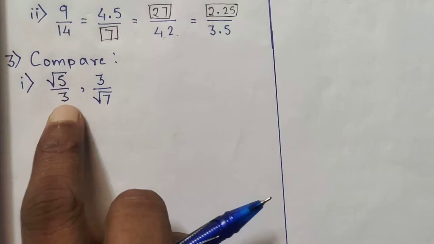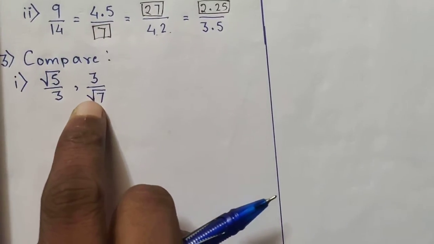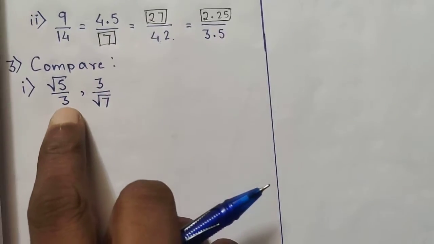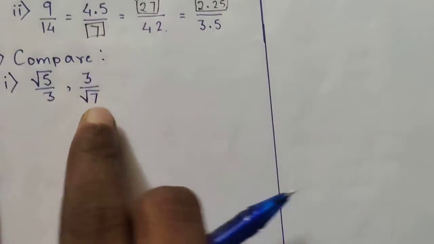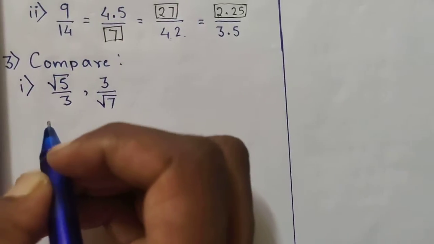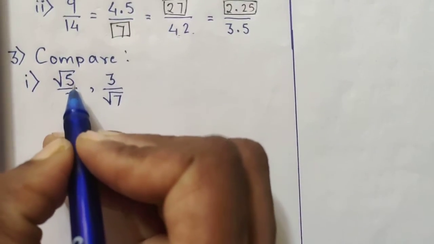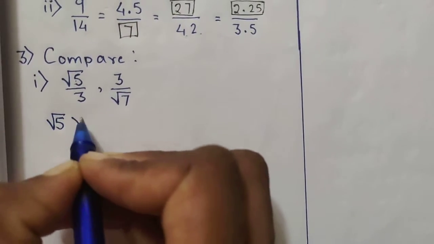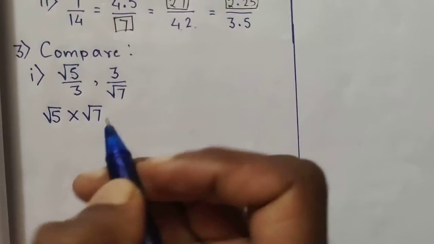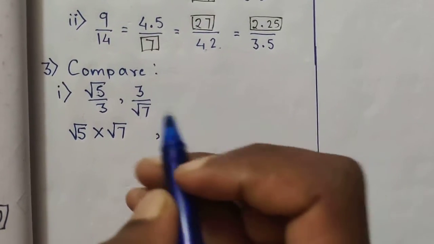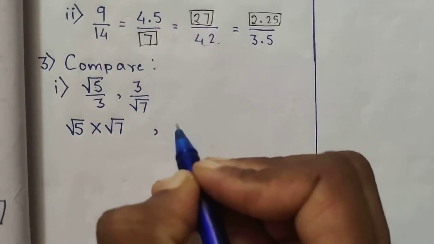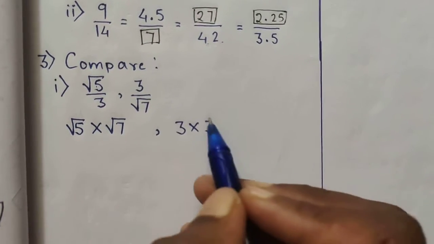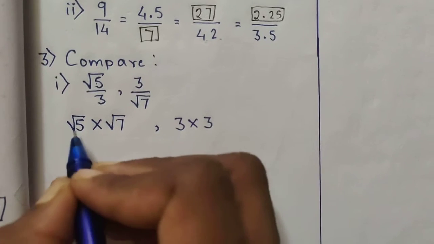Root 5 upon 3, comma, 3 upon root 7. So this is your first ratio and this is the second ratio. So you have to compare your first ratio with the second ratio. Now see how I am solving this. Do cross of this, that is root 5 and root 7, multiply it. So root 5 into root 7. Okay, then comma is there, so put a comma here and do cross of this. So 3 into 3. Okay, so this belongs to your first ratio, this belongs to your second ratio. Let us see which one is greater.